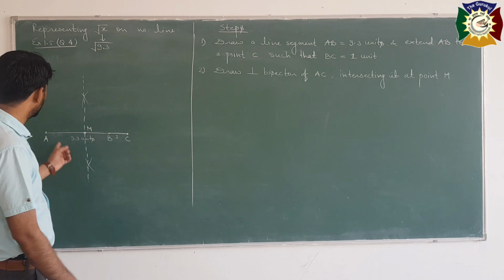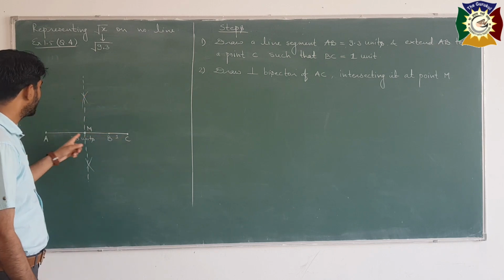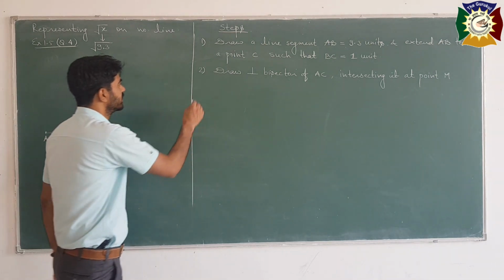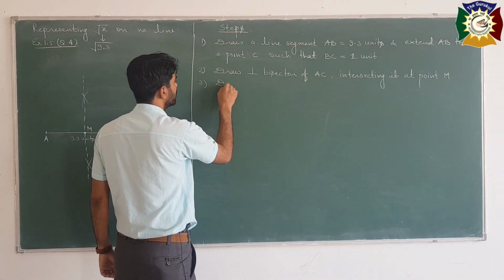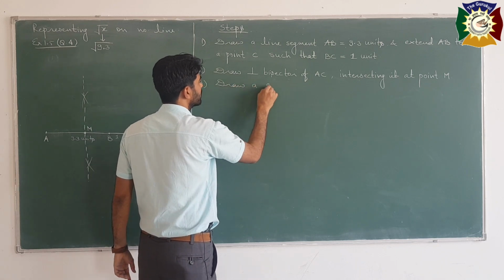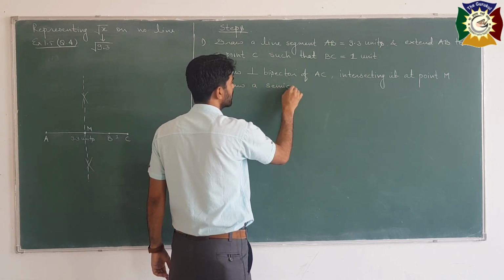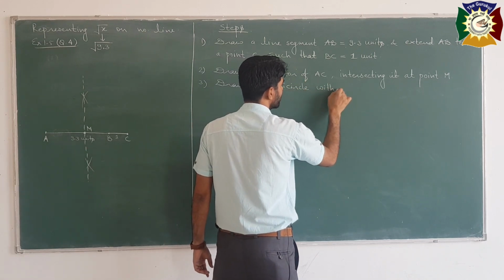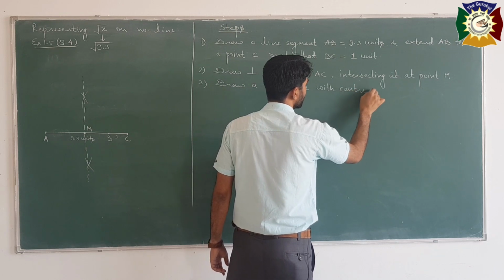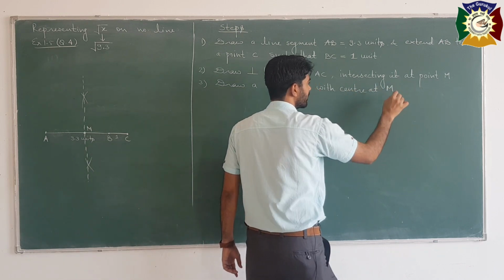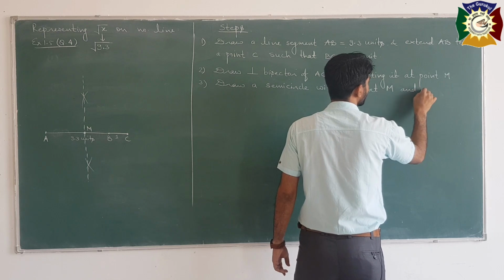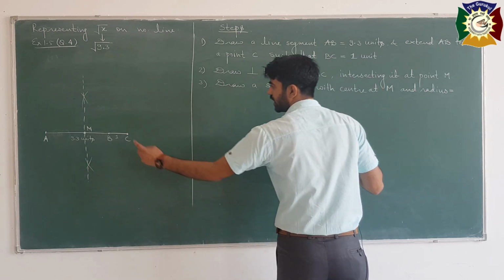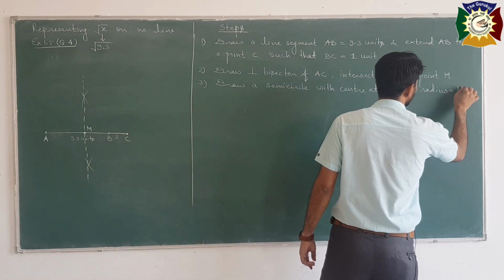Now we have to draw a semicircle by taking M as center and radius equal to MA. Third step is to draw a semicircle with center at M and radius equal to MA.